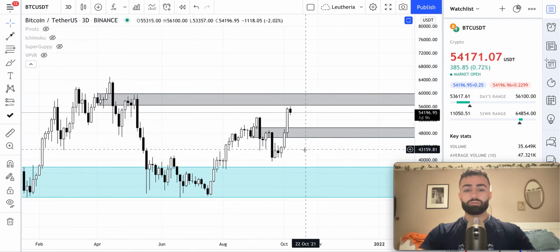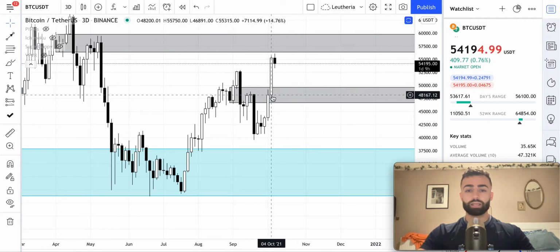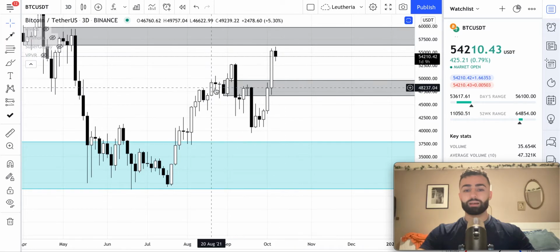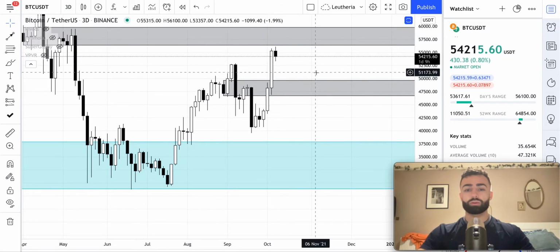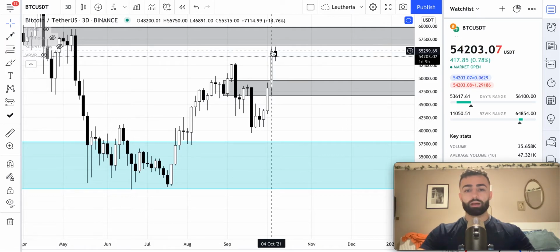On the 3-day time frame, if we're looking at this, we had a very bullish 3-day candle close on the last 3-day candle here. Very long body, very short upper wick, very good news for the bulls. Potentially turning this gray zone into a support zone if we get one more 3-day candle close above that, which at this point, considering the candle close that we had here on October 4th, we very likely will get in the coming days.